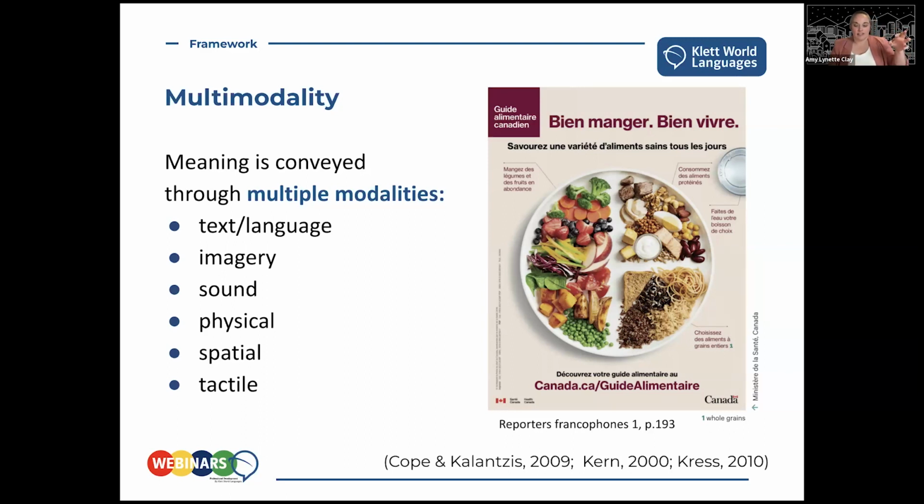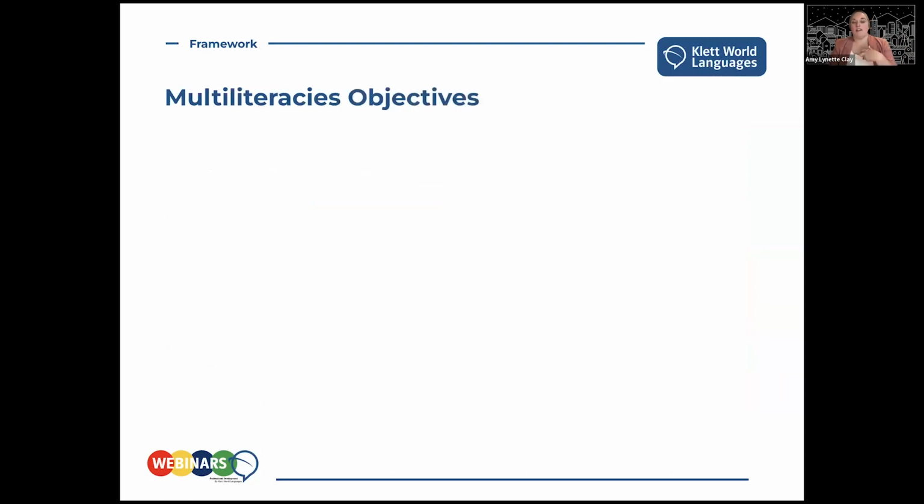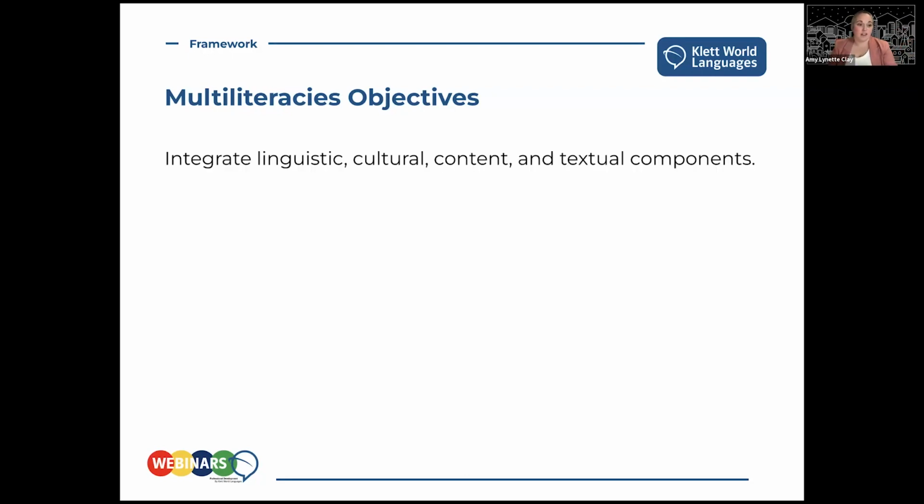So we have literacies or multiliteracies, and multiple ways of understanding that are culturally embedded. We have multimodality together. And when we're thinking about this in the overarching framework, the objectives are what connect what we think of as what our students are learning to what actually happens in our classroom. Multiliteracies objectives integrate linguistic, cultural, content, and textual components.